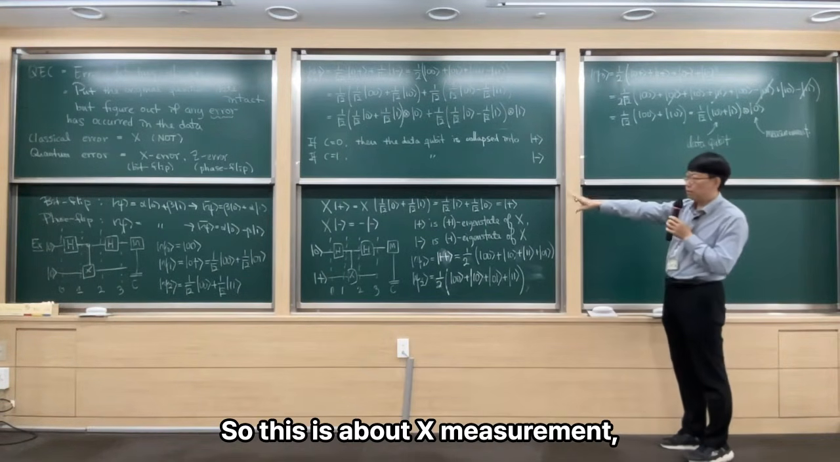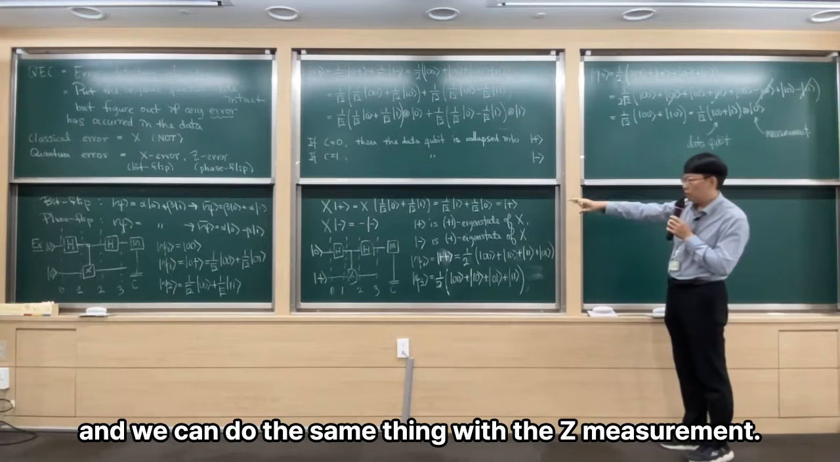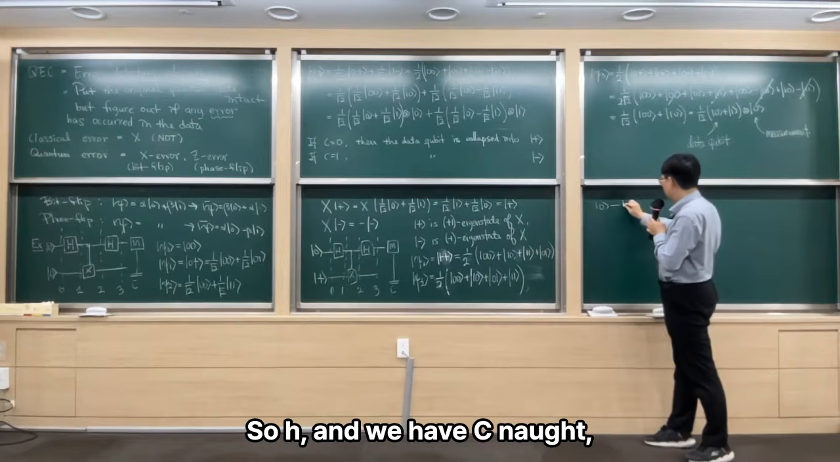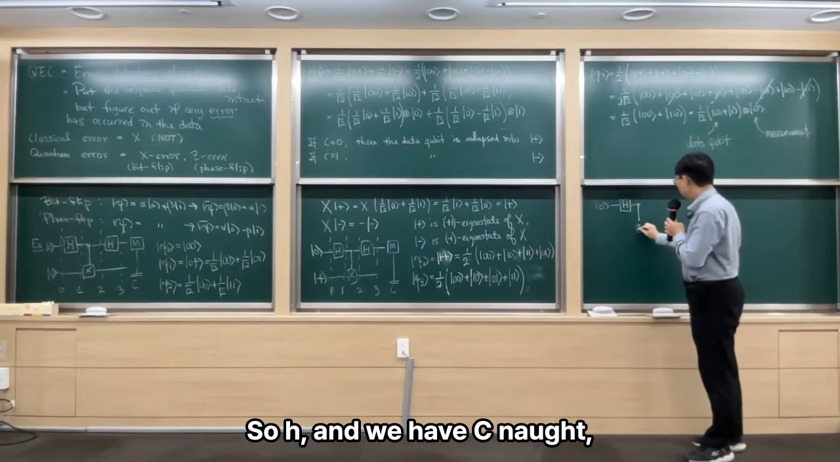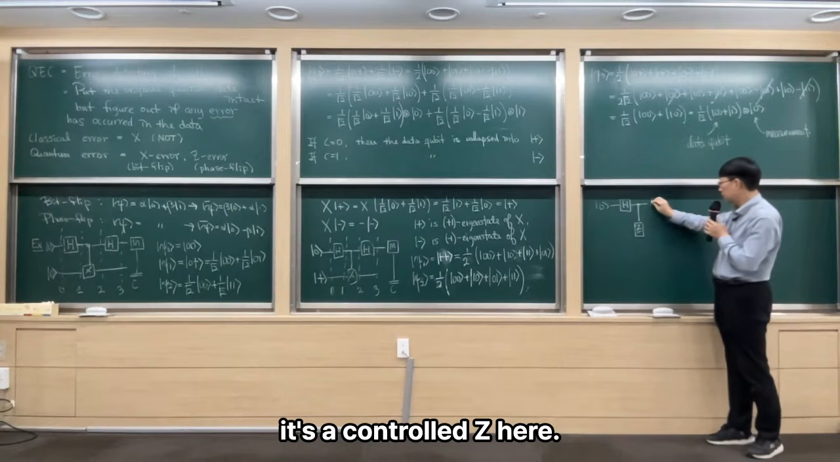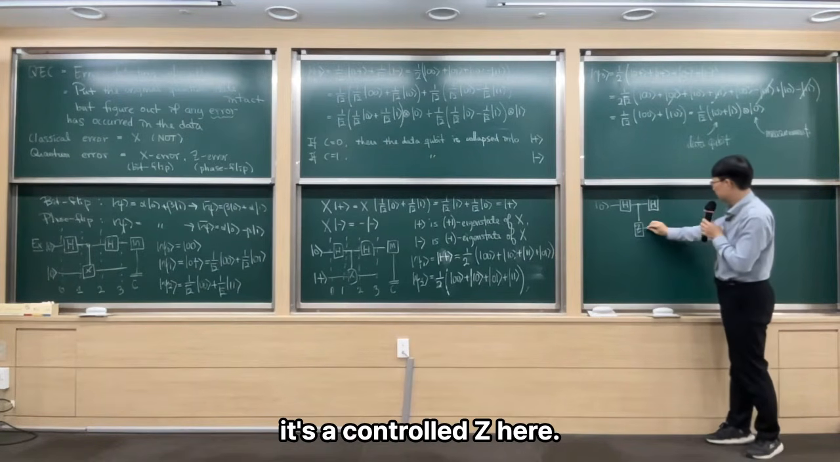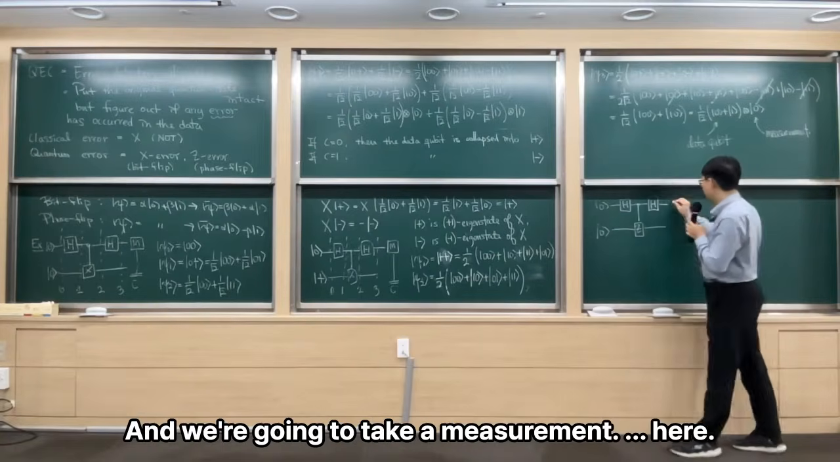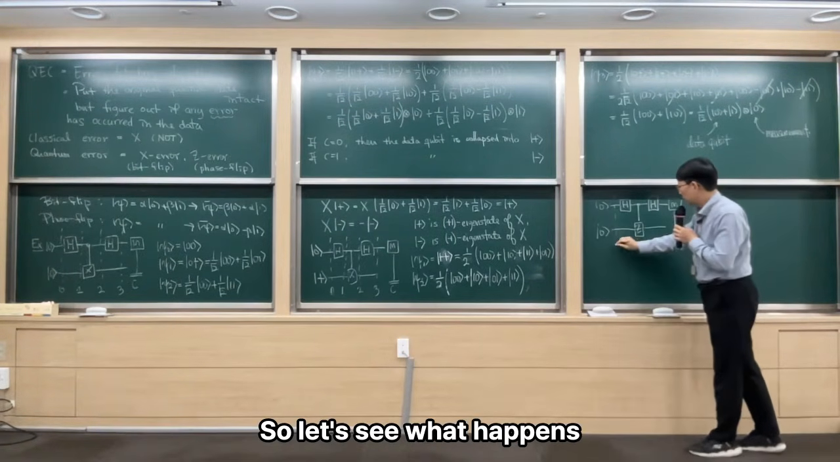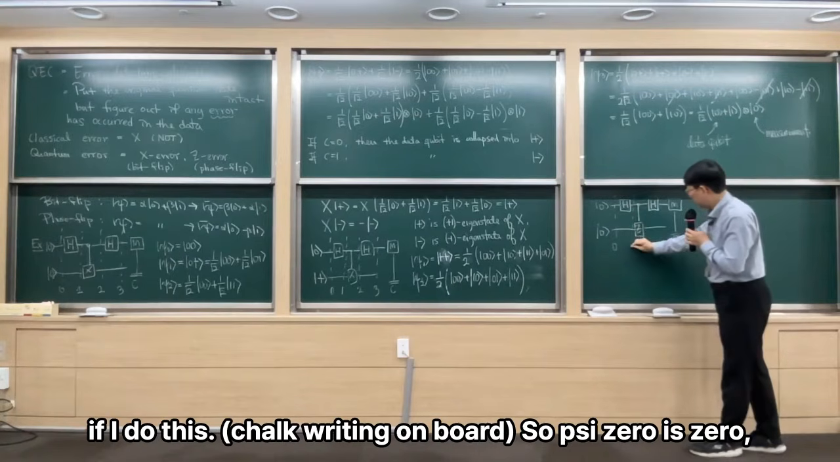So this is about the X measurement, and we can do the same thing with the Z measurement. So H, and we have a controlled Z here, it's not a CNOT. And we're going to take a measurement here. So let's see what happens if I do this.